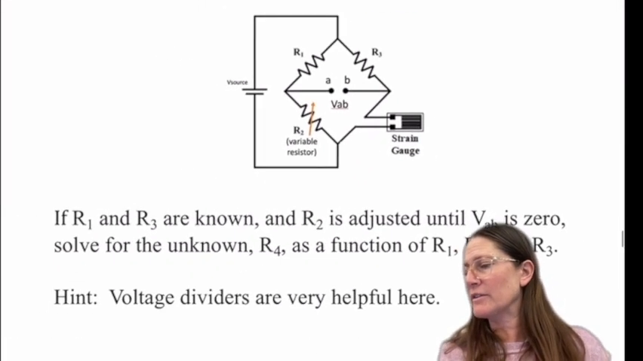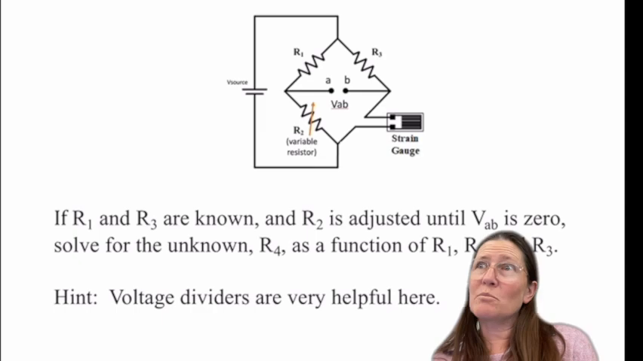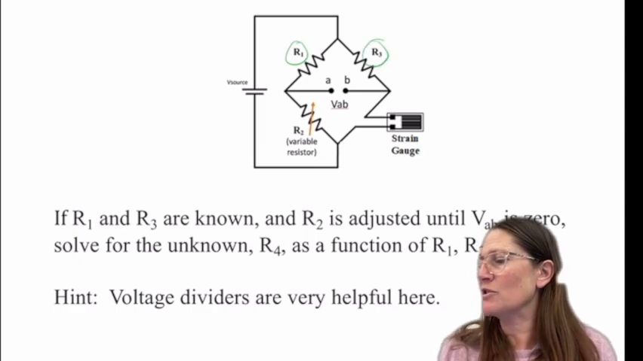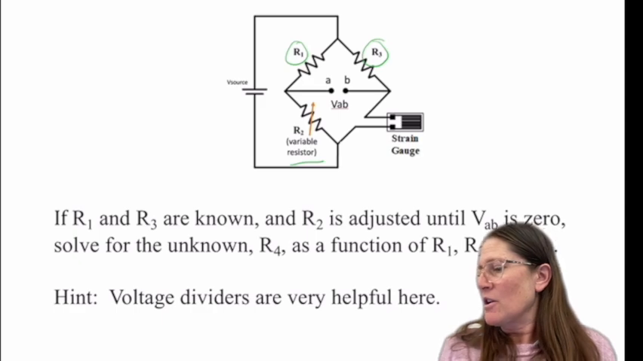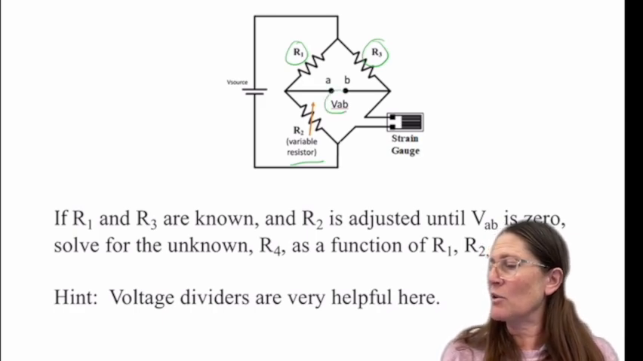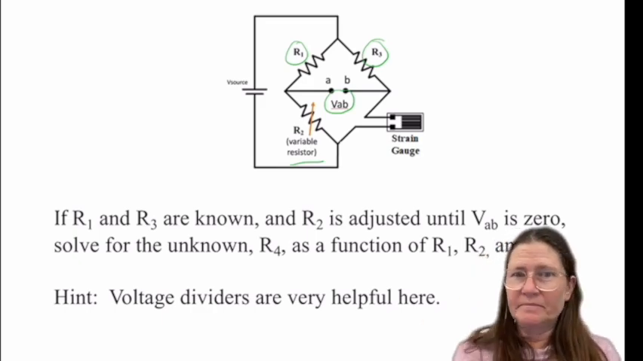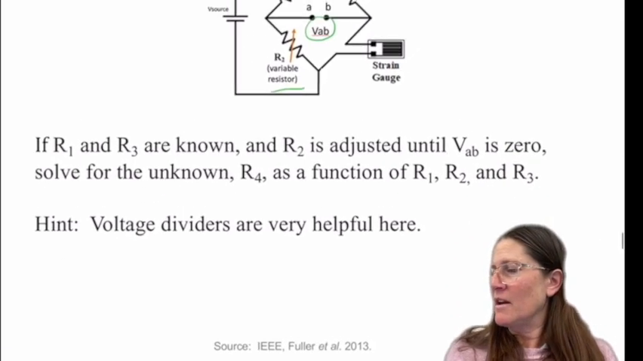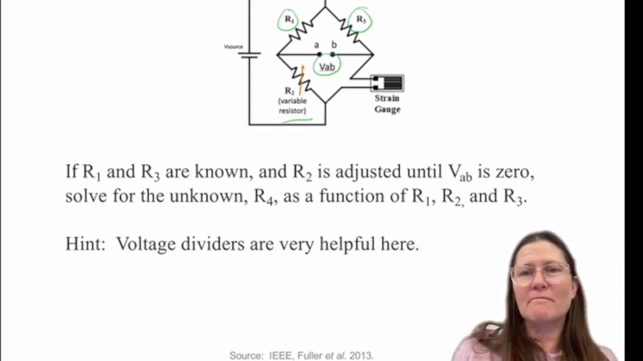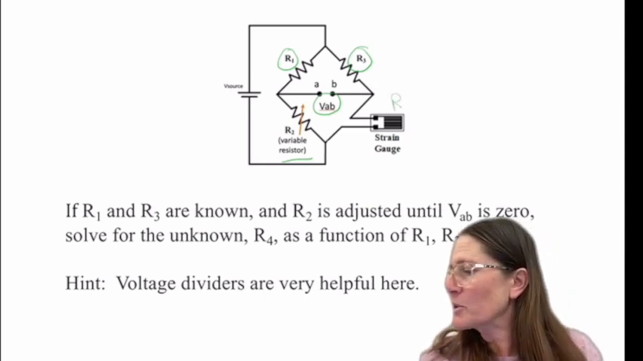Okay, so this is kind of like a question that could be asked. Now this Wheatstone bridge, say we have R1 and R3 are known. So you have 2 resistors that are known. You adjust R2 until it is giving you a voltage difference of 0. You know that, solve for the unknown R4, which is your strain gauge. So let's put this as R4.